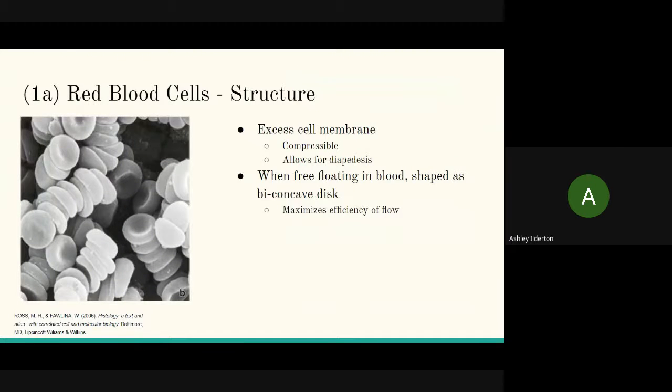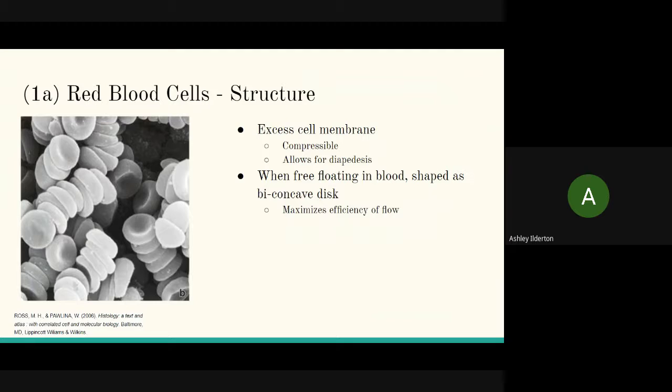So jumping right into red blood cells and their structure. When we think about red blood cells, we think about the typical biconcave disc. We've probably seen lots of images of this in textbooks. But what's important to note is that there's a lot of excess cell membrane for red blood cells, which allows them to be compressible and change shape.